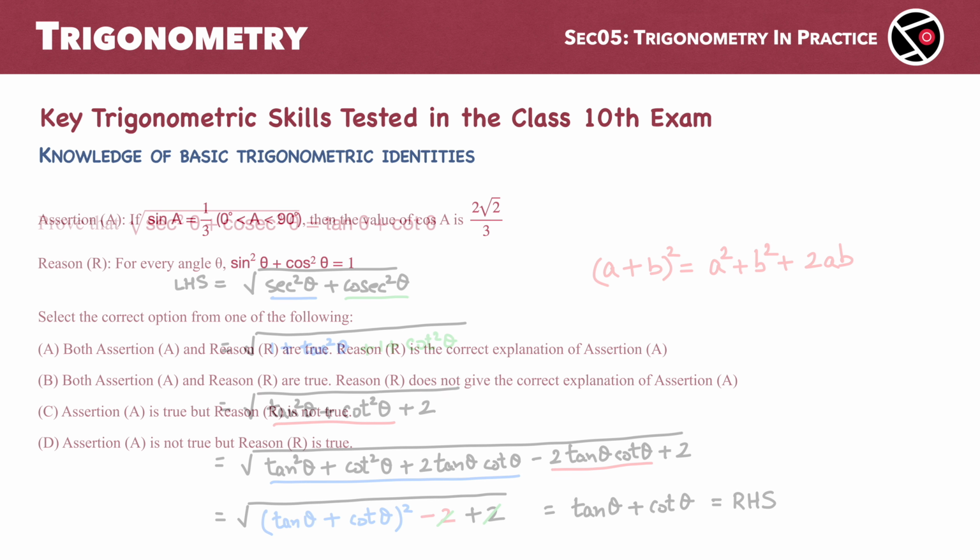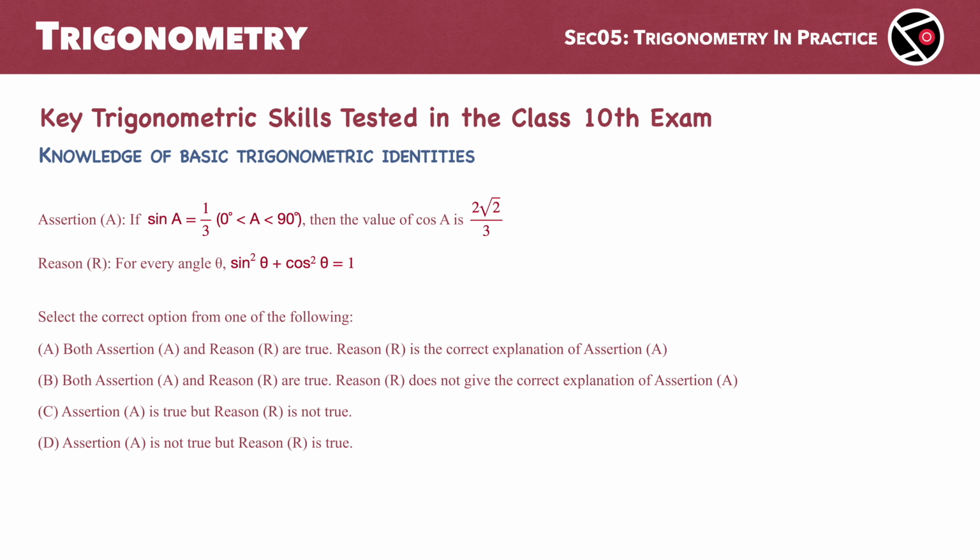Here is one more problem. We have an assertion. If sin A equals 1 by 3, then the value of cos A is 2 square root 2 by 3. We also have a reason. For every angle theta, sin²θ plus cos²θ equals 1.